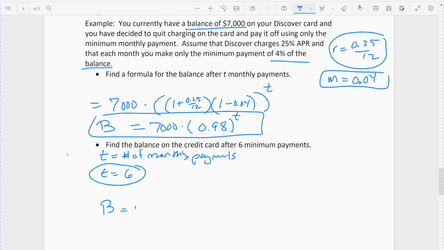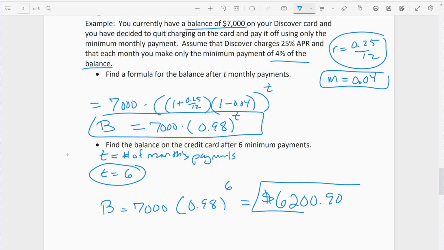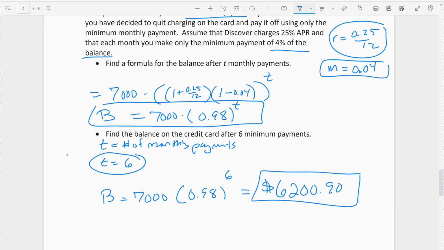So B equals 7,000 times 0.98 raised to the 6 comes out to be, we still owe $6,200.90 of the 7,000. So we paid off about $800 over the 6 months. It took us 6 months to pay $800 of our debt. All right, we'll go ahead and do the last example.